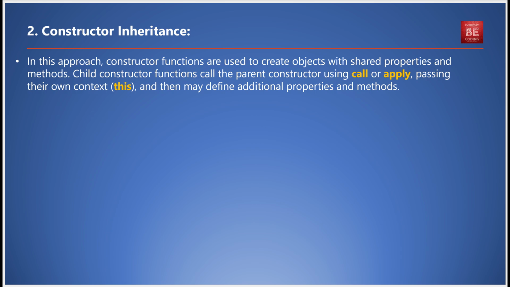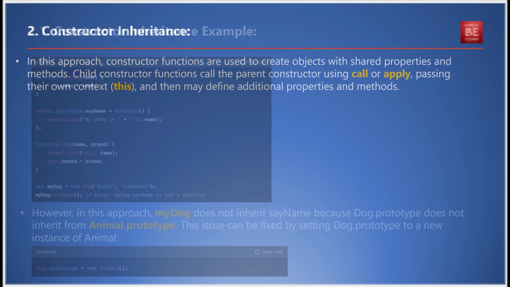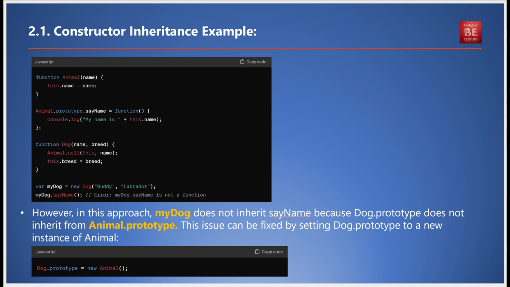The second method of implementing inheritance in JavaScript is through constructor inheritance. In this approach, constructor functions are used to create objects with shared properties and methods. Child constructor functions call the parent constructor using call or apply, passing their own context, and then may define additional properties and methods. However, this approach has a pitfall. If we follow the same example as above, but without setting the dog prototype to an instance of animal, calling sayName on an instance of dog would throw an error because dog prototype does not inherit from animal prototype. This issue can be fixed by setting dog prototype to a new instance of animal.